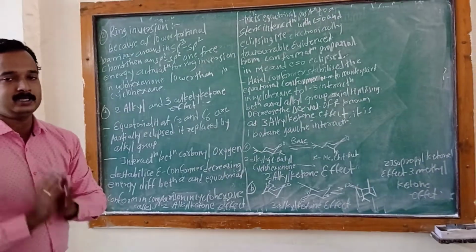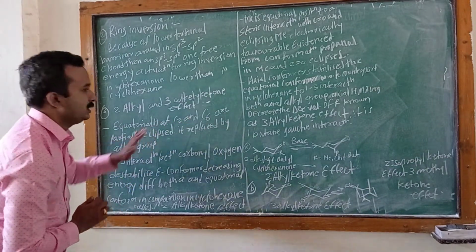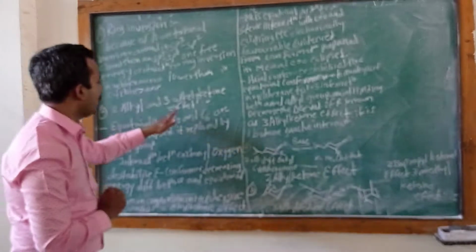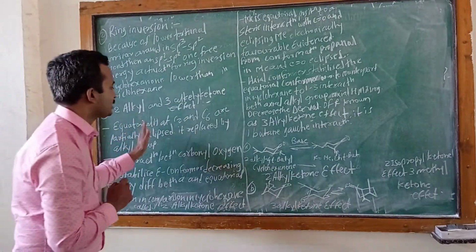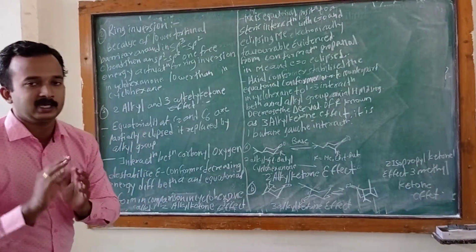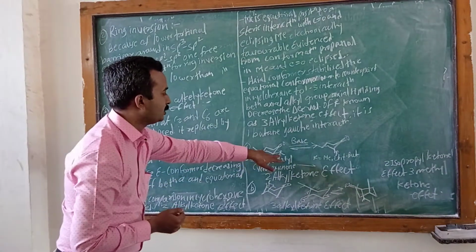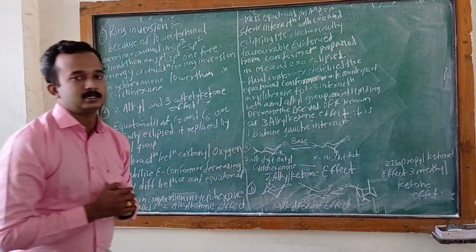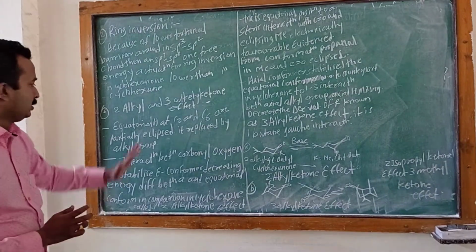Why equatorial? Because C2 and C6 are partially eclipsed. The equatorial hydrogens at C2 and C6 are partially eclipsed, so they get replaced, by an alkyl group, that is R and tertiary butyl. Okay, this is the first point.